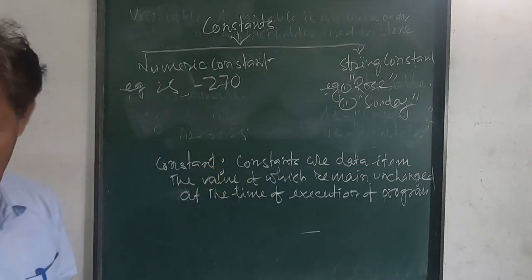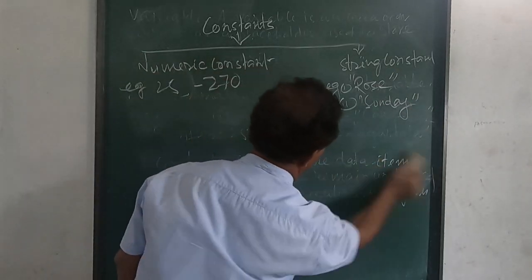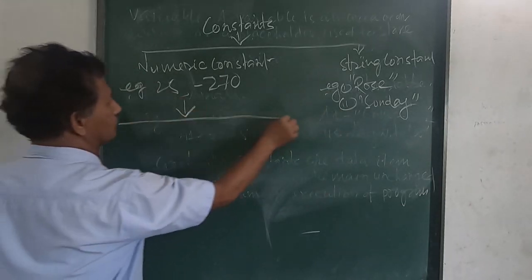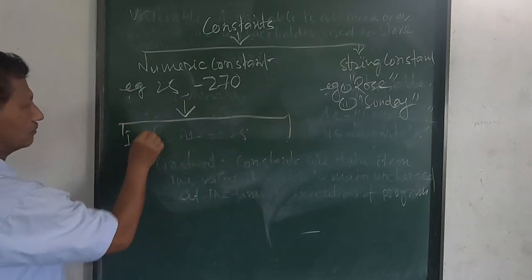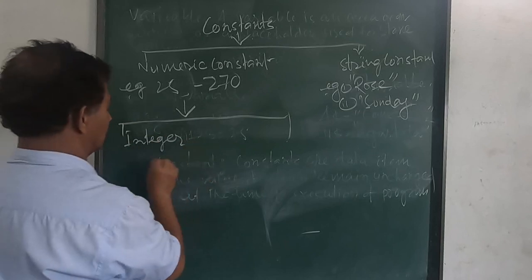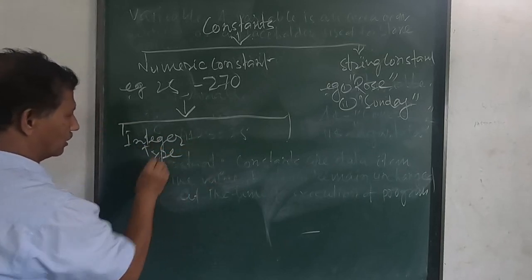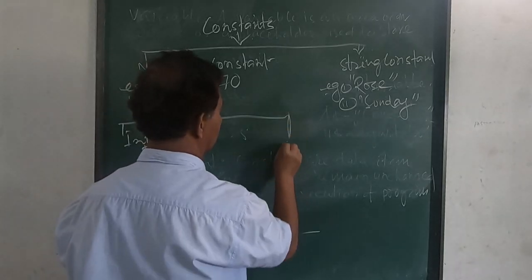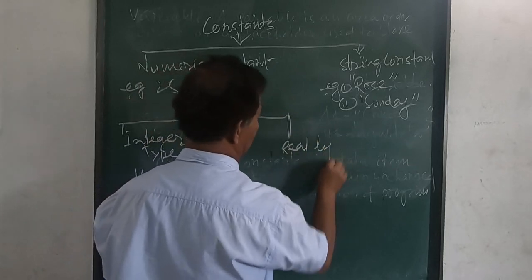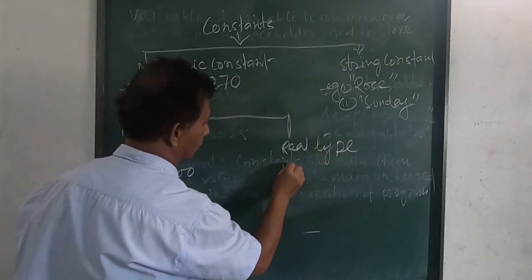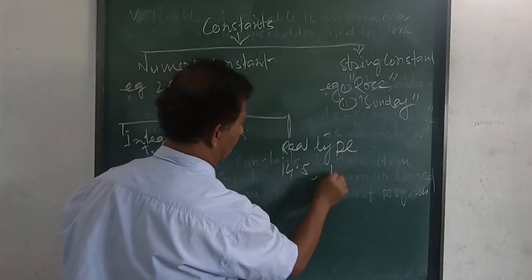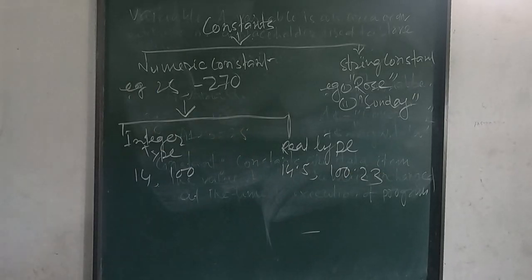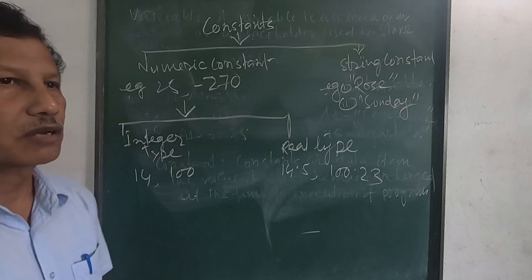There are two types of numeric constant. One is integer type, it is 40, 100, and real type, it is 14.5, 100.23. So these are the basic tricks you must know while going to do any program in QBasic.